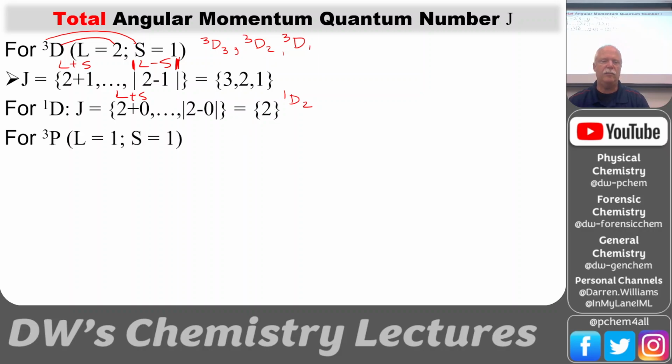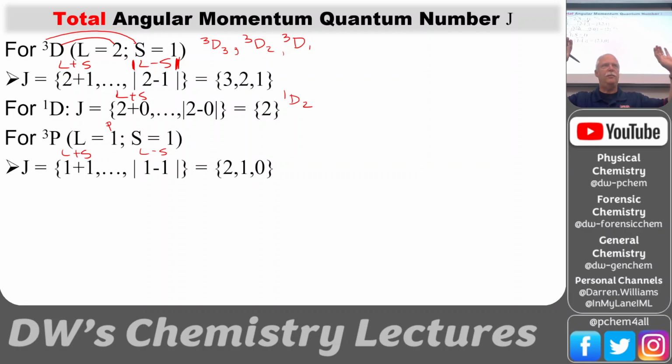Then we pick the next term. That's the triplet P. So L equals 1 because that's a P, S equals 1 because it's a triplet. And so the J is L plus S down to L minus S. L plus S is equal to 2. L minus S is equal to 0. And so we have 2 as a maximum value, 0 as a minimum value, and we can fit 1 unit in between. So it's 2, 1, 0. So we have triplet P2, triplet P1, and triplet P0.